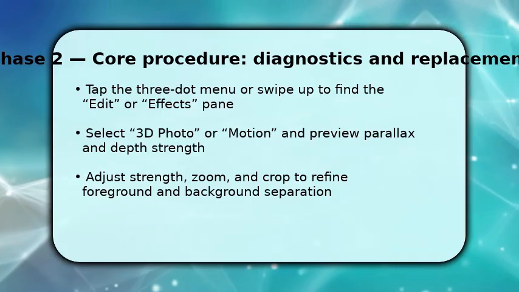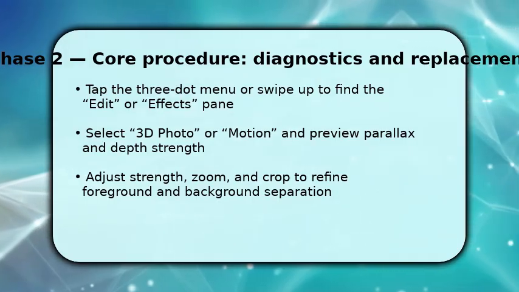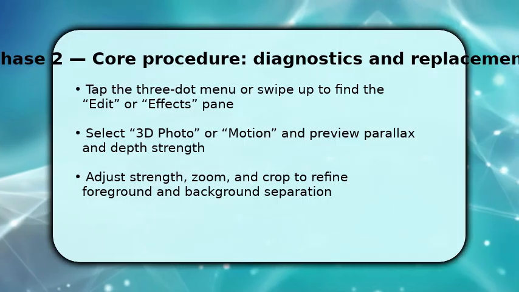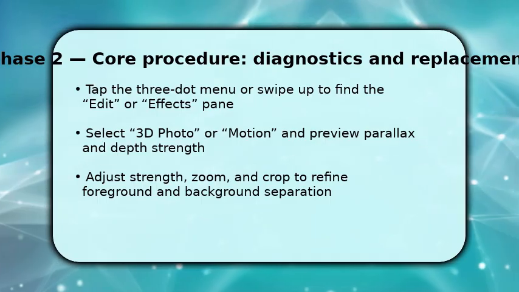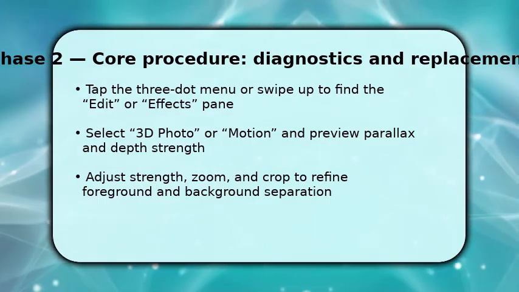Lower strength for subtle parallax, increase for dramatic depth. Make sure to preview on both portrait and landscape. Different crops change how occlusion and edges look, so tweak until the motion feels natural.